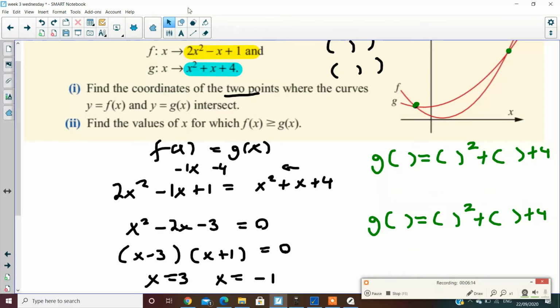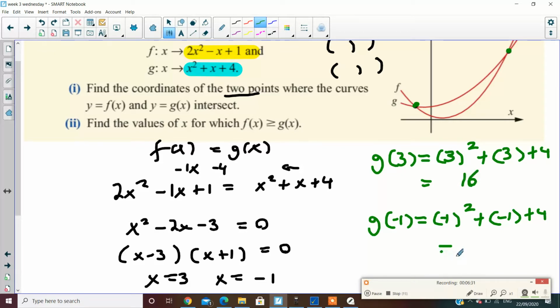So what do we put in here? 3. Will somebody do that out for me? 3 squared plus 3 plus 4. And the other person do minus 1 squared plus minus 1 plus 4. Okay, what do you get for g of 3? 16. And the other one?